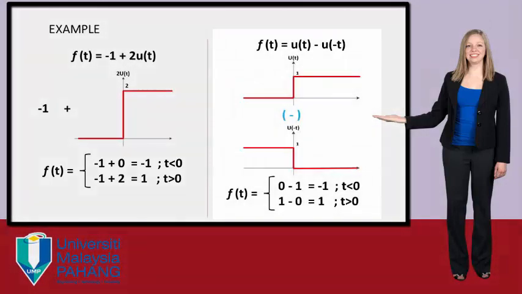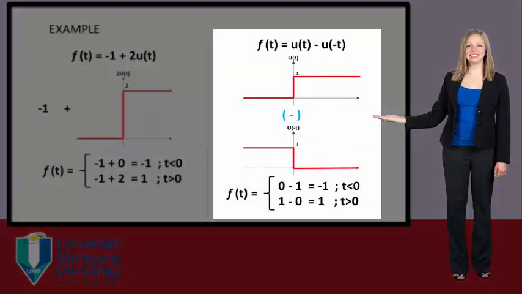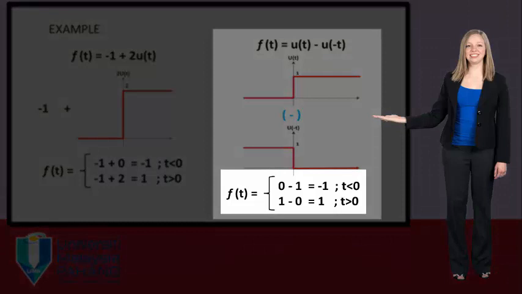Second example shows the operation between two unit steps as well. The first one is a unit step, and the second one is the reversal version of unit step. Perform the subtraction of both signals. We get for t less than 0, the value is 0 minus 1 equals negative 1. And for time range t greater than 0, we get 1 minus 0 equals 1. Therefore, this f(t) is a signum function as well.